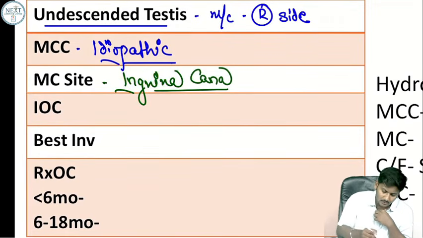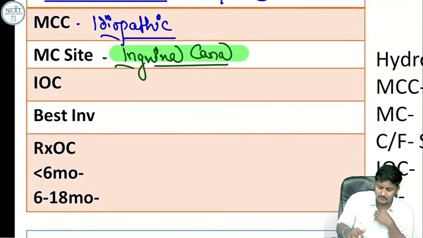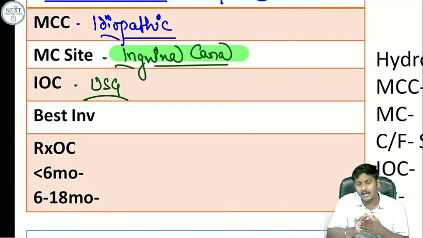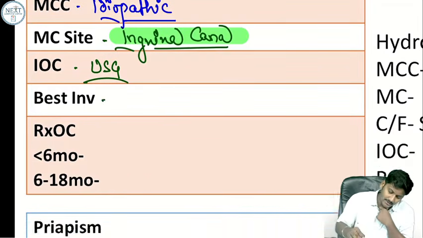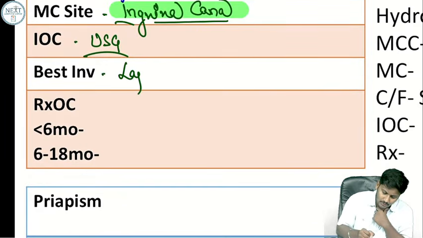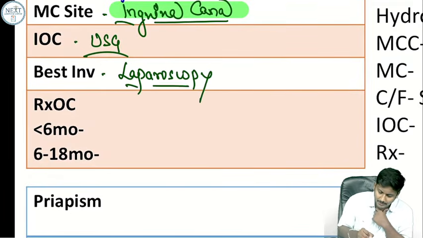If they ask you now in this patient what is the investigation of choice, we know the investigation of choice is usually an ultrasound. Okay. Please remember ultrasound will help you to make a diagnosis of undescended testis if the testis is arrested in the inguinal canal. But if the testis is arrested somewhere else, then ultrasound will not help you to make a diagnosis. Then definitely the best investigation to make a diagnosis will be laparoscopy.